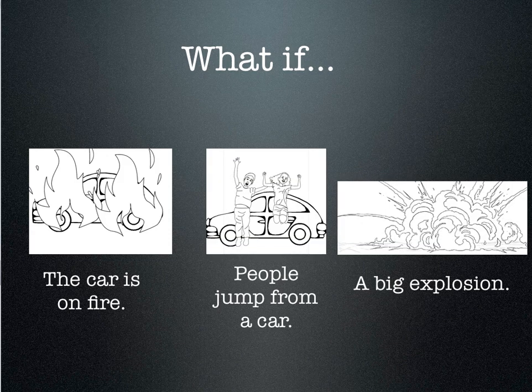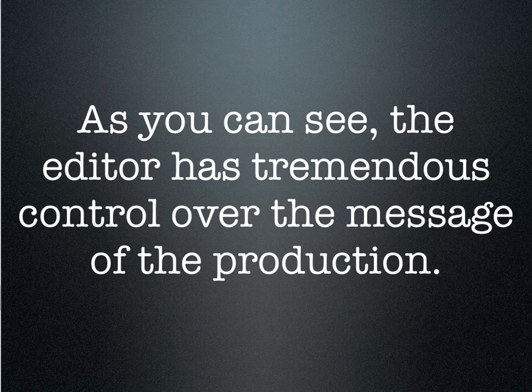And another way, if the car is on fire, people jump from it, and then there's a big explosion, it's assumed that the car was on fire, that's why they were jumping from the car, and now there's a big explosion from it. So each of these different ways has a different meaning, shows you a different way that you can interpret what's going on. And so each time you put things in a certain order, we make an assumption about what's going on based on the order that you put your shots in.